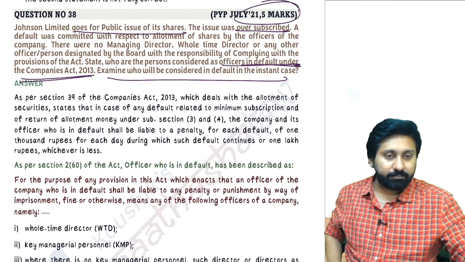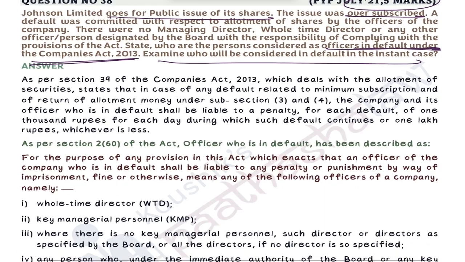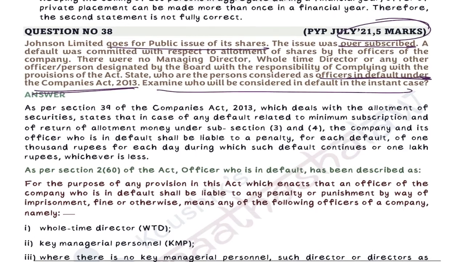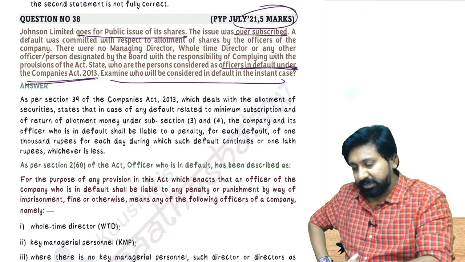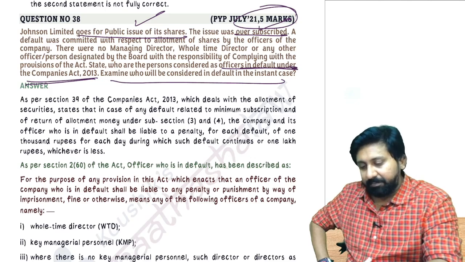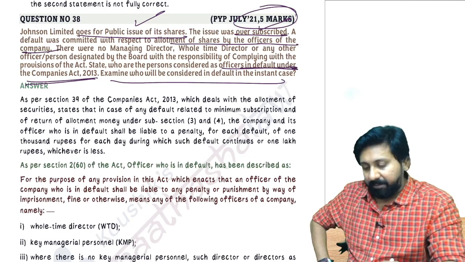Read the question first. Okay. So let's see the question first. What is the focal point of this question? The company went for public offer. Issue was oversubscribed. Default was committed in respect of allotment of shares by the officers of the company. Okay. So what happened? Let us see.